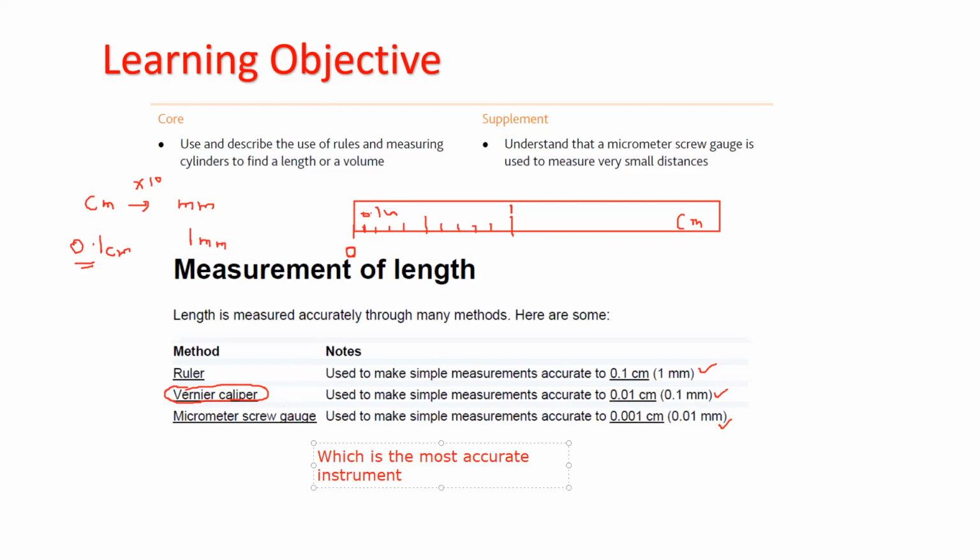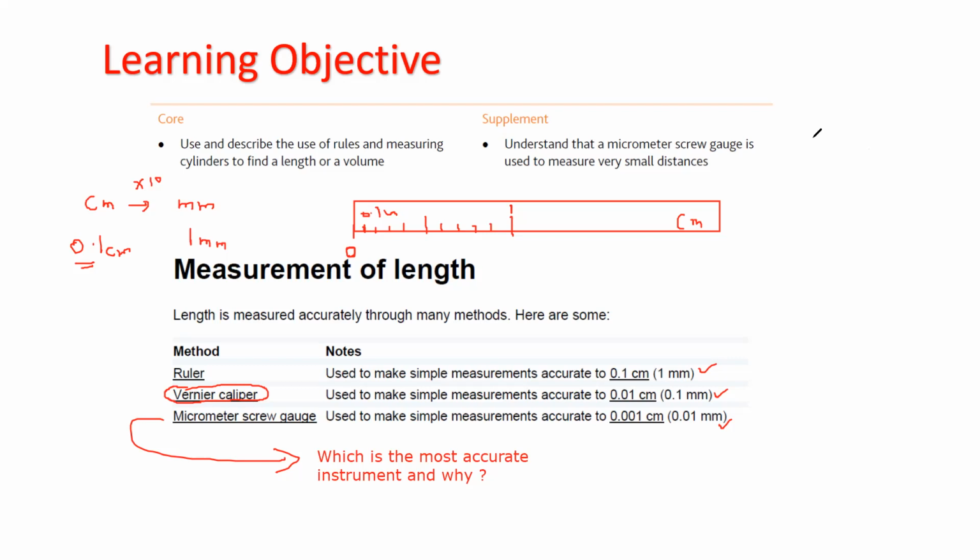By looking at their smallest value, which instrument or apparatus is the most accurate here, and why? So the most accurate is a micrometer. Why is the micrometer the most accurate? Because it can measure a very small quantity. So if your instrument can measure a small quantity, that is considered to be the most accurate instrument.